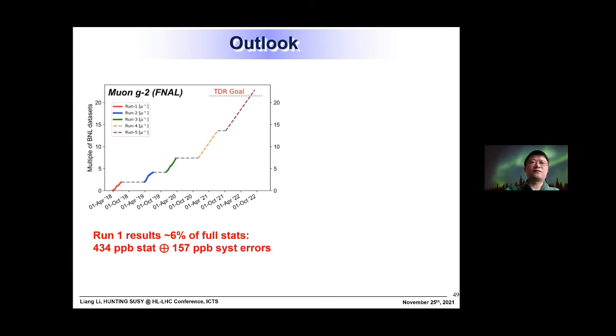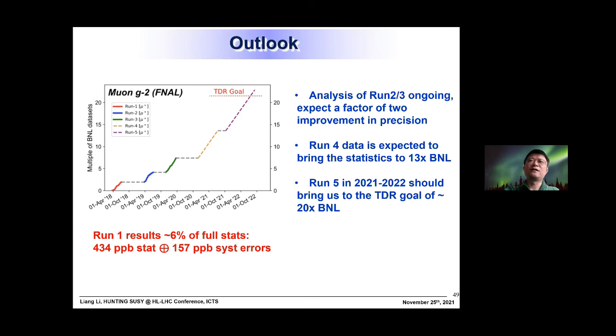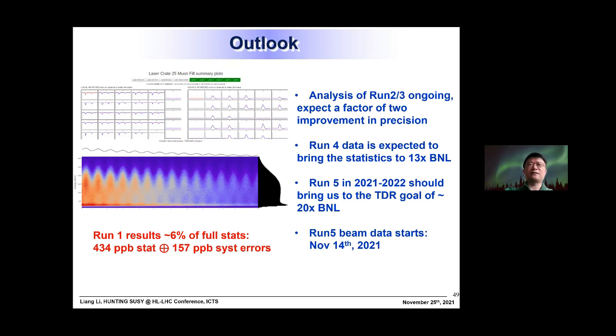Okay, and finally, let's go to the outlook. So we have this Run 1 result using this tiny 6% of the data, right? And Run 2 and 3 will come out soon. And Run 4 is going to get like 13 times, BNL 3 times bigger than what we have at Run 1, 2, 3, and Run 5 goes to 20, and then just recently, right? Just actually last week, November 14th, we have Run 5 going. So this is our Run 5 data right now.